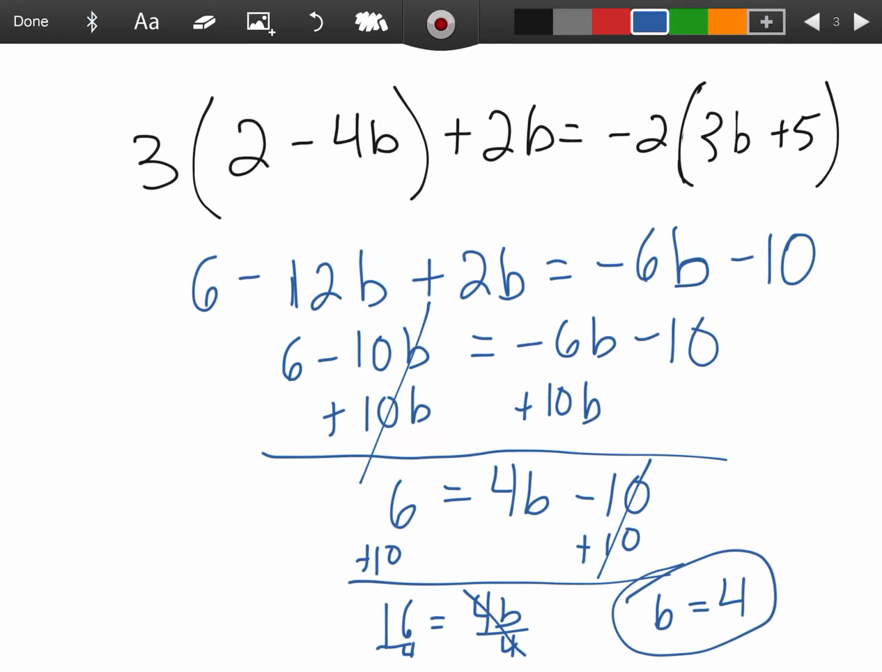So with these problems, we're just going to simplify each side as much as we can by distributing, combining like terms, then get those variables over to the same side and solve, right? Clear that variable from one of the sides and just finish solving.